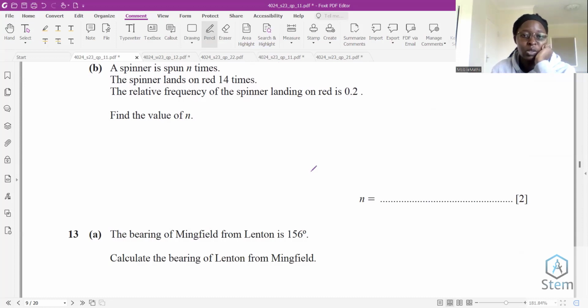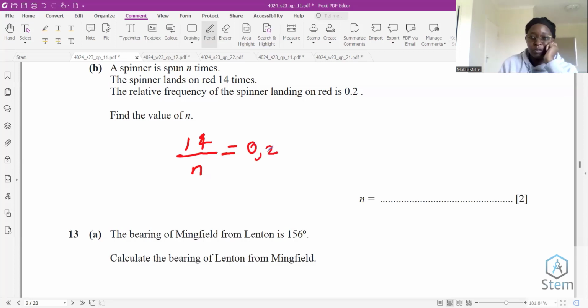The spinner lands on red 14 times. The relative frequency of the spinner landing on red is 0.2. Remember, to know the probability, we take the number of times of getting red over the number of times that we have spun the spinner, which in this case is 0.2. They want to find the value of n.